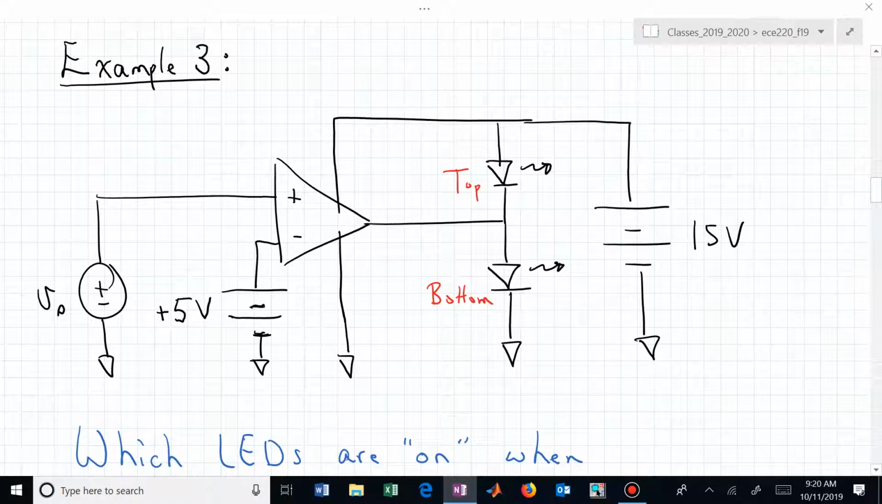Let's put some lights on this exercise activity. Let's see if we can turn some lights on. Let's see if we can illuminate some LEDs. That's example 3. Now we're asking which LEDs are in fact on.